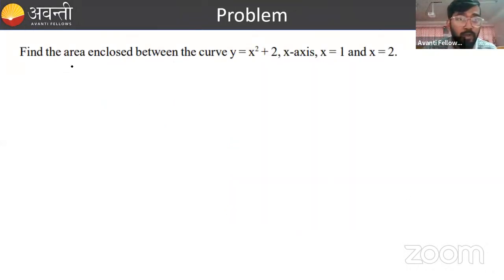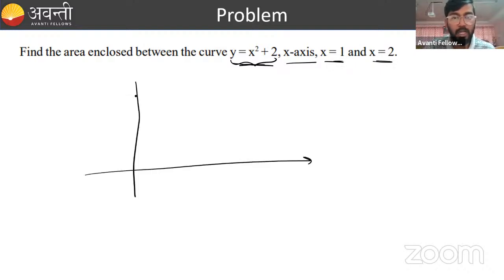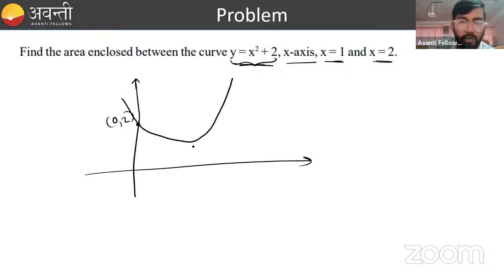Now we already know how to integrate functions. Now we just need to understand the meaning of the question: the area enclosed between the curve y equals x squared plus 2, the x-axis, x equals 1 and x equals 2. So to do this, students, we draw a graph. In mathematics, the graphical way of understanding things is pretty nice, and it's easier as well. So this graph looks somewhat like this. When x is 0, y is 2, so it passes through 0 comma 2. And since this quadratic has no roots, it will look something like this.